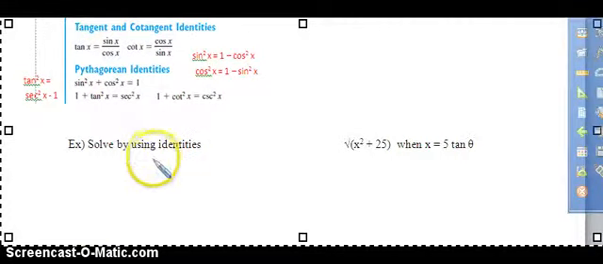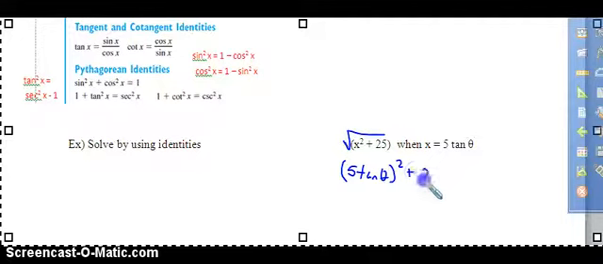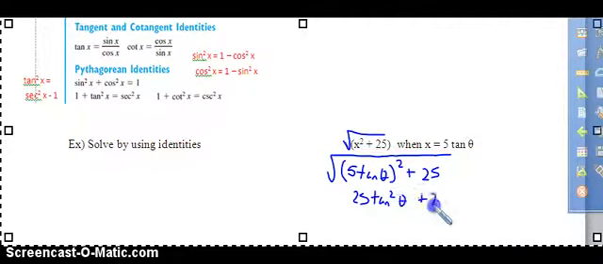Okay, the next problem is asking me to actually solve by using some of these identities. So if I'm going to try to solve this, it says take the square root of this entire expression, so that square root is over all of that, when you know what x is. X is 5 times the tangent, so 5 tangent theta squared plus 25, and we're going to take the square root of that. So if I square this, it becomes 25 tangent squared theta.